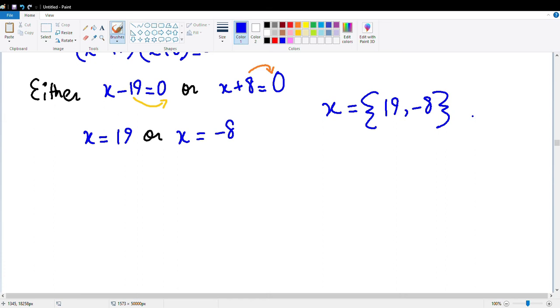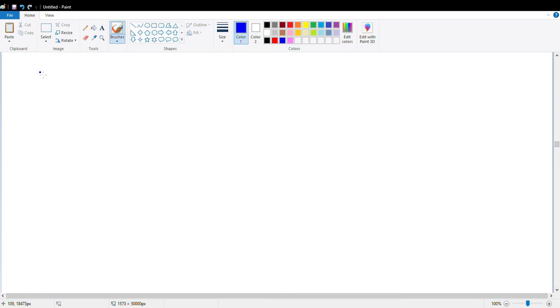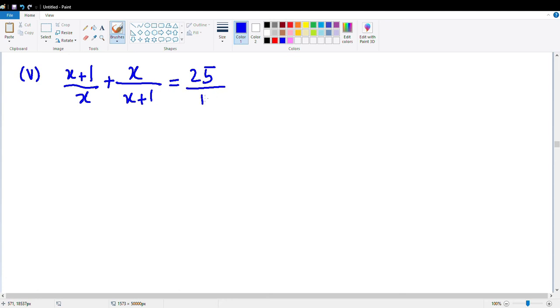And yeah, that's the fourth part. Now let's move on to the fifth part. So the fifth part, what is the fifth part? The fifth part is if we have something like x plus 1 over x, plus x over x plus 1, equals 25 over 12. How do we solve it?